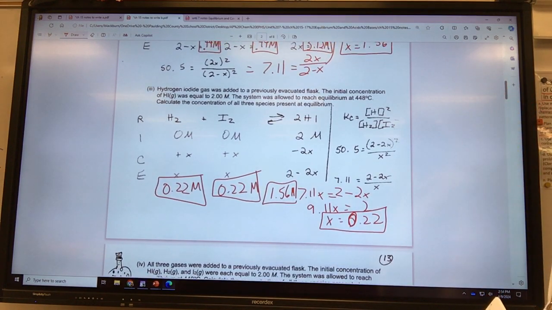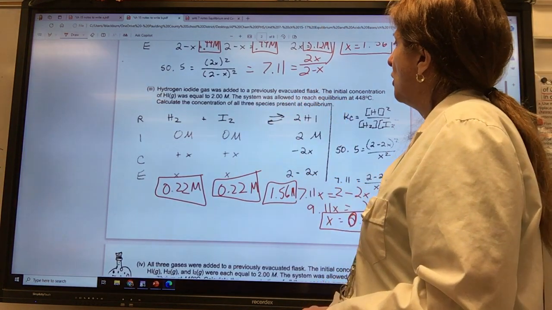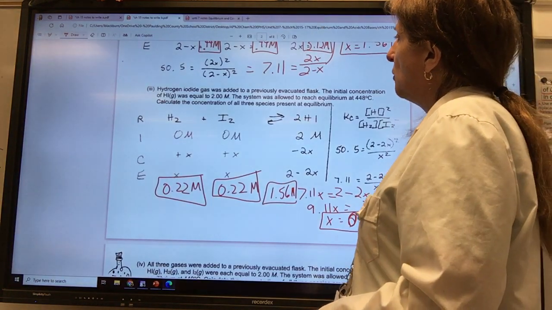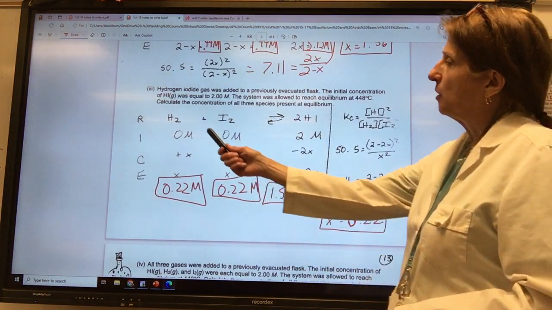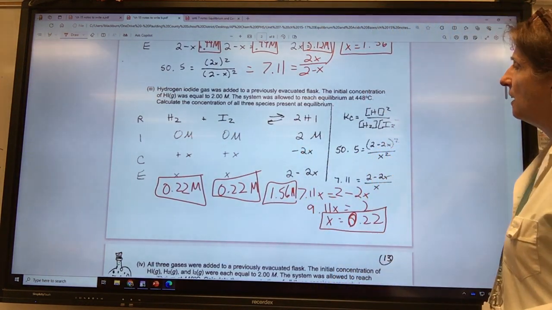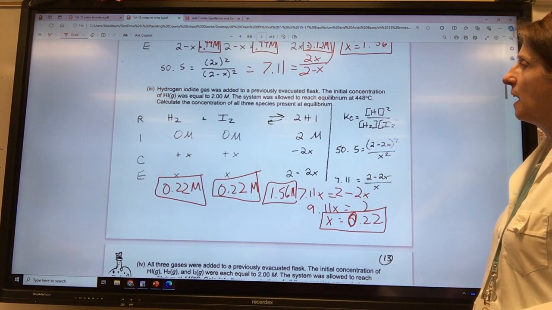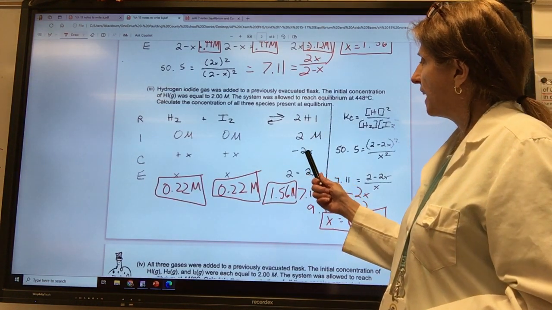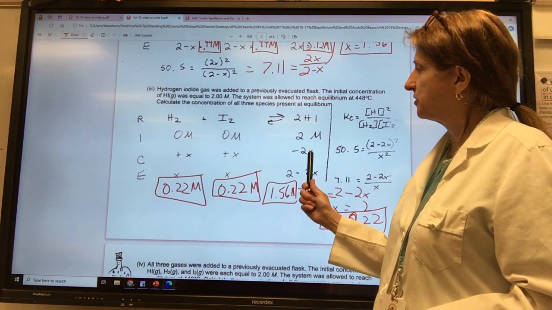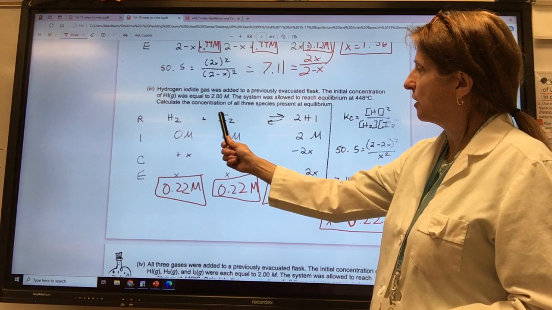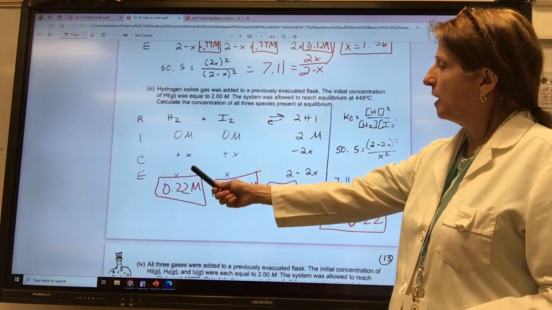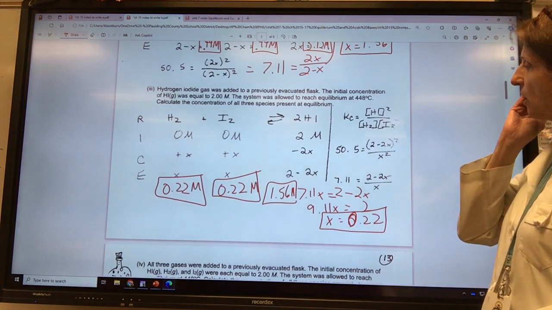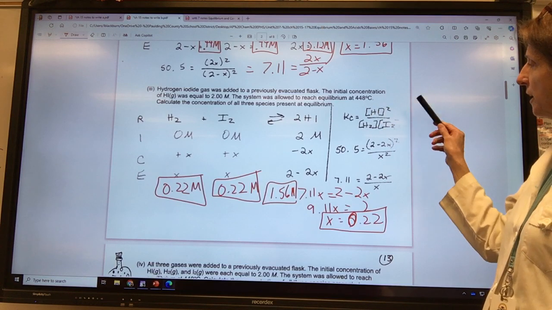Okay, so here hydrogen iodine gas was added to a previously evacuated flask. The initial concentration was 2. There was none of these. There's 2 of that. It was allowed to reach equilibrium. So this goes down. We started here. This one's going down minus 2x. These are each going up by x because, see, those are 1s and that's a 2. We add them up, x, and 2 minus 2x. Now we fill it into our equation. So there's our equation.